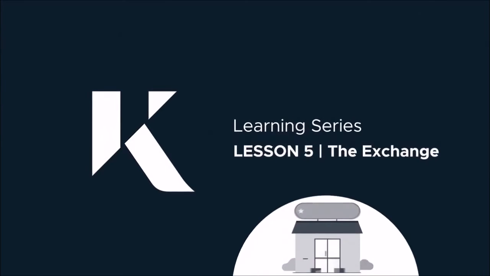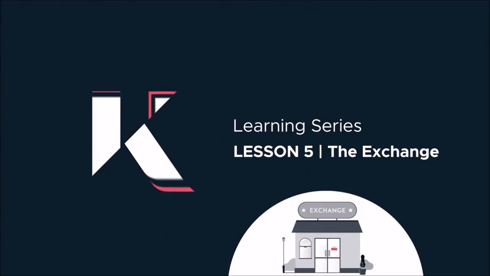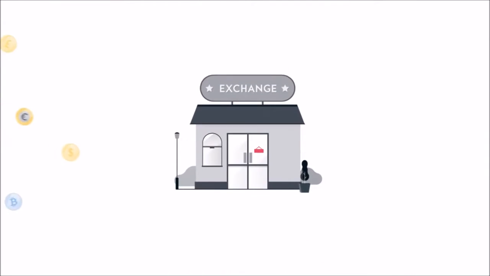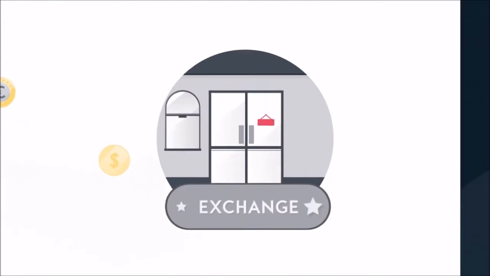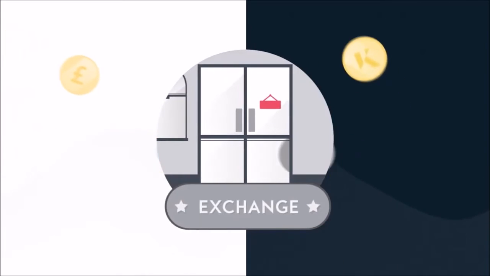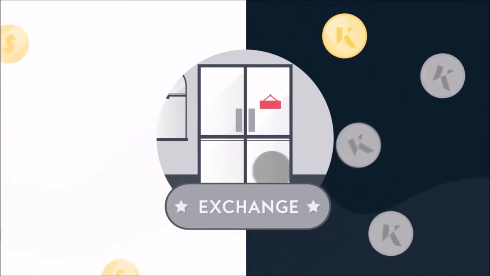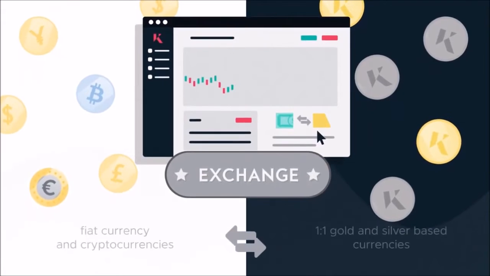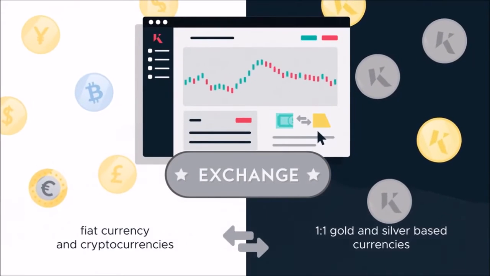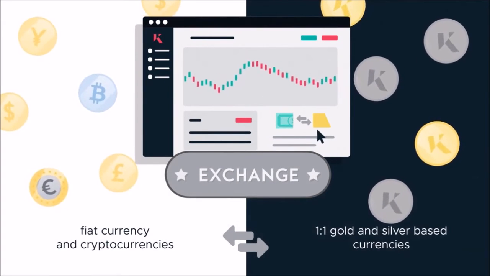Lesson 5. The Exchange. Simply put, the Kinesis Exchange is a trading hub where people can buy or sell KAU and KAG, KBTs, and other digital currencies using fiat currencies or cryptocurrencies.